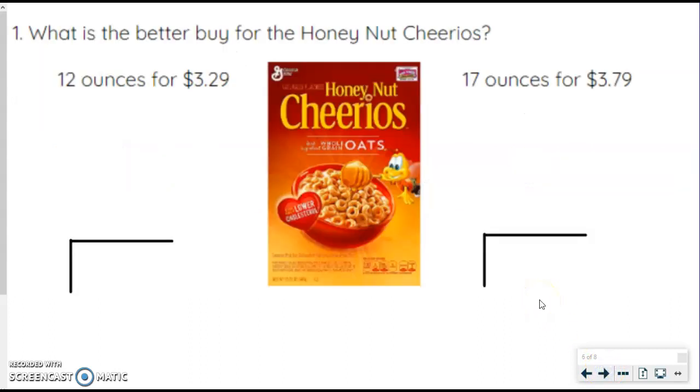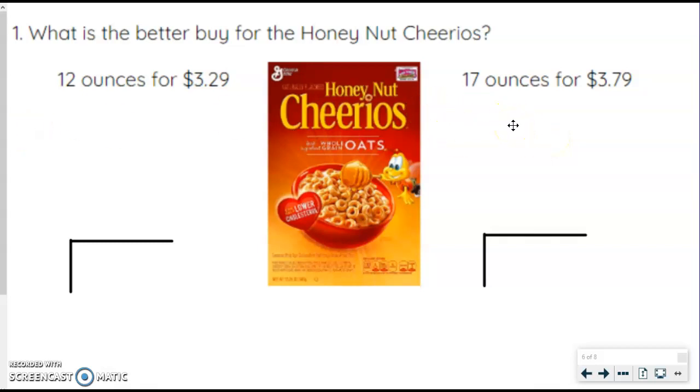We're talking about Honey Nut Cheerios. One option is 12 ounces for $3.29. The other option is 17 ounces for $3.79. So right now, we cannot compare these because if you look, there's nothing the same.